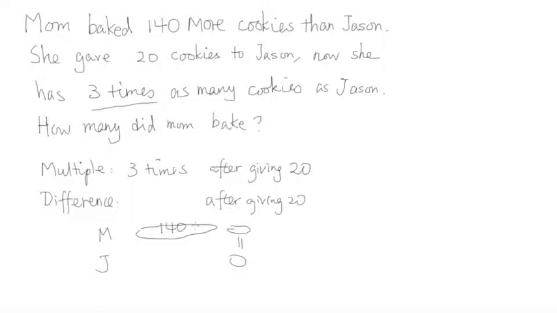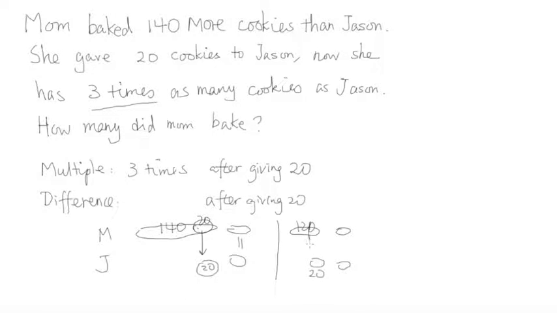Now, mom takes 20 of them and gives that to Jason. So what is the new difference? The new difference is not 120 because mom lost 20, but Jason gained 20. So now the new picture is the following. Mom lost 20, so there's 120 here, and there's the part that's equal, and then Jason gained 20.